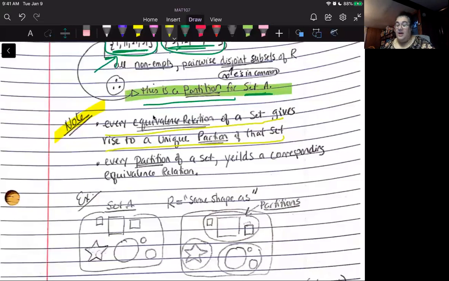If you get an equivalence relation, the collateral result will be that you're going to end up with unique partitions of that set. And the other thing you need to remember is that every partition of a set will yield a corresponding equivalence relation. So what they're saying here is that they're inextricably connected. If you've got an equivalence relation that you've created from set A, it's going to have unique partition sets in it, and each of those partition sets would give rise to a corresponding equivalence relation. So they're connected.